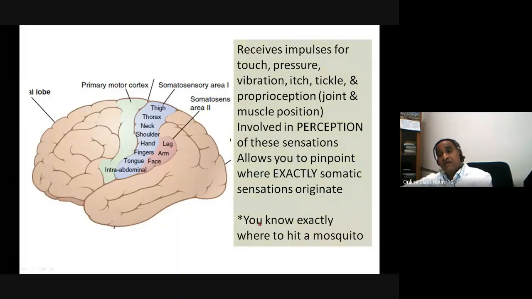That is why, if a mosquito is biting here, you can hit exactly that particular position. That is tactile localization, tactile identification. You identify the particular point, you pinpoint these things. That is what I mentioned here: you know exactly where to hit the mosquito.